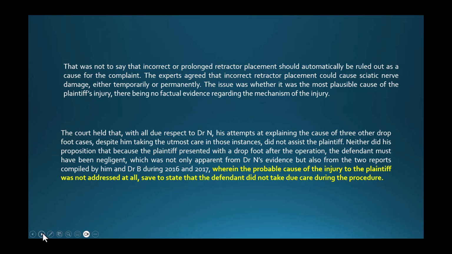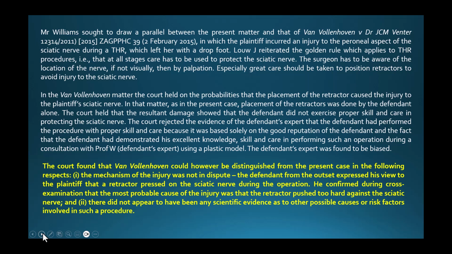You can't have a judgment against you just because you were negligent, as I say, in the air. You have to show that it caused an injury. Mr. Williams, SC, I didn't put in SC, I apologize to Mr. Williams, sought to draw a parallel between the present matter and Van Vollenhoven versus Dr. J.C.M. Venter, in which the plaintiff incurred an injury to the peroneal aspect of the sciatic nerve during a THR, which left her with a dropped foot.